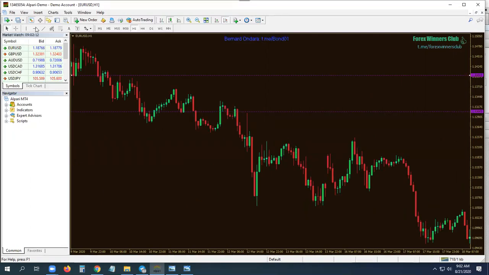Another one, the bottom is here. Market stops here, goes up, stops here, goes up. So if the market was able to break above here, we would buy.